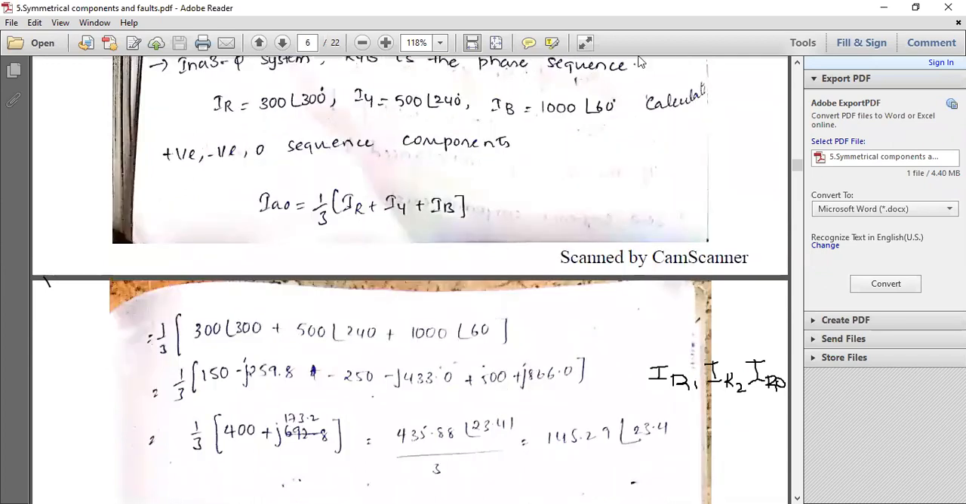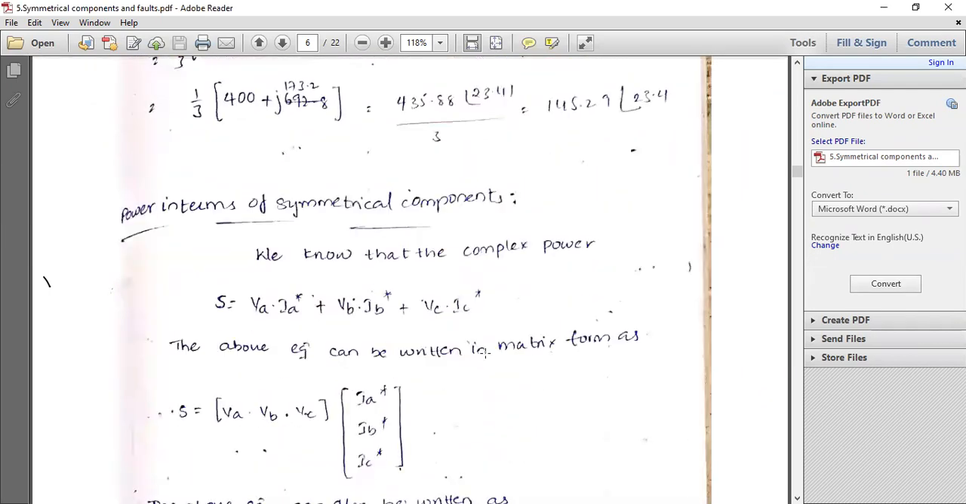Now take this problem as a homework problem and just try to solve it. Everything is clear. So there is nothing difficult in it to determine the negative sequence or zero sequence components.